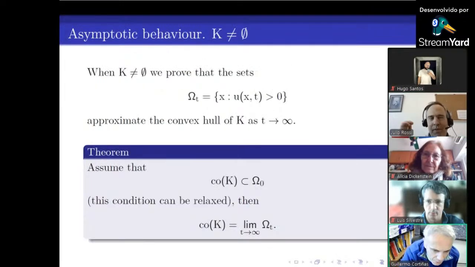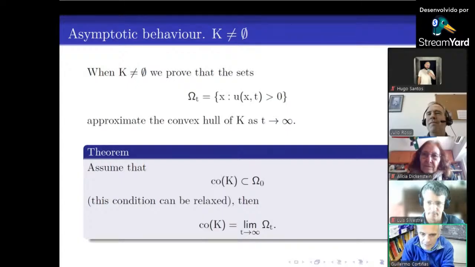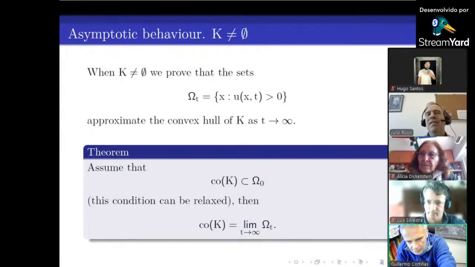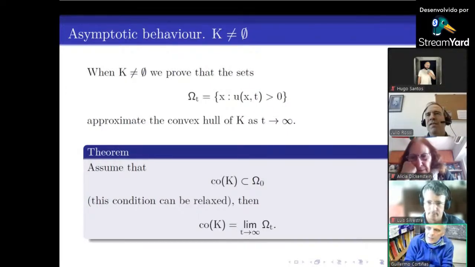Yeah, sure. Let me go back. So I thought that the idea was that you take Omega_0 and you shrink it until you get to the convex hull, right? I cannot imagine how you can do that if you do not have that the convex hull is contained in the original set, because otherwise how can you shrink it to the convex hull?